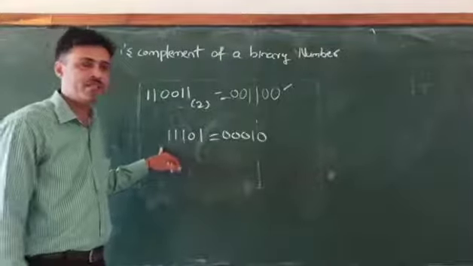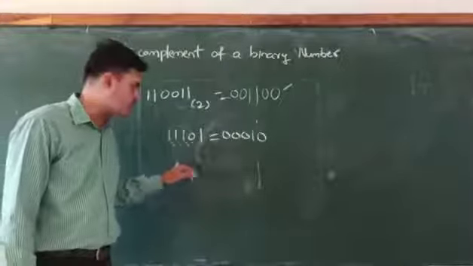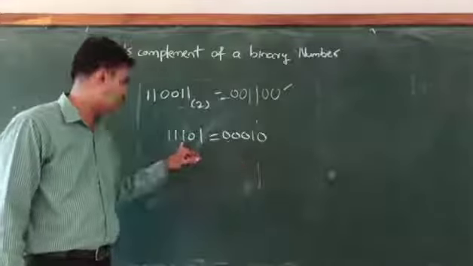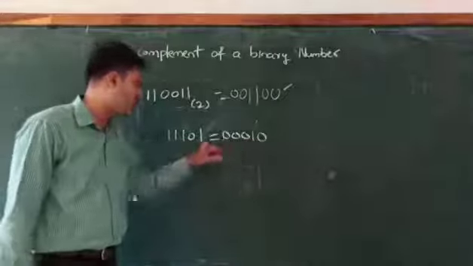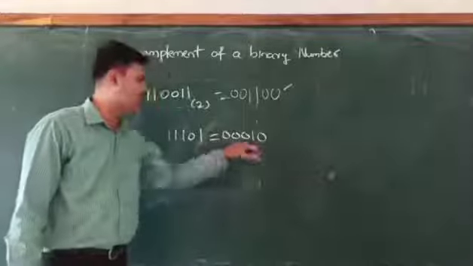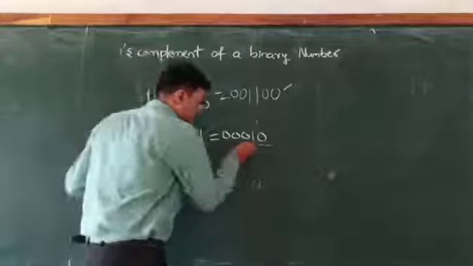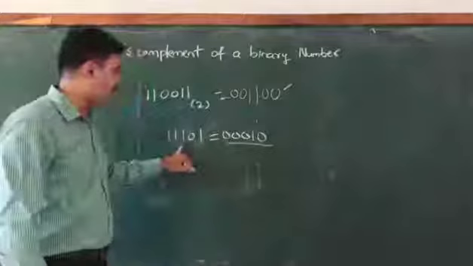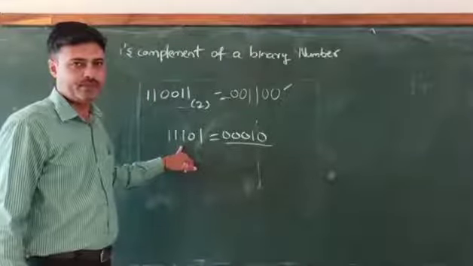Here, how to find one's complement? Convert all the ones to 0. That is, 1 becomes 0 here, 1 becomes 0 here, 1 becomes 0 here, 0 becomes 1, 1 becomes 0. This is the one's complement of a given binary number. Okay?